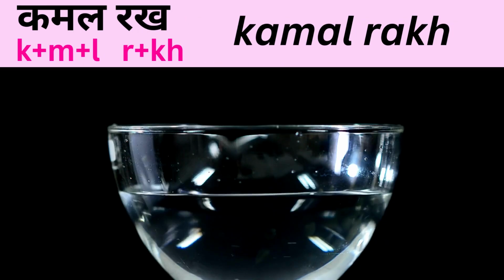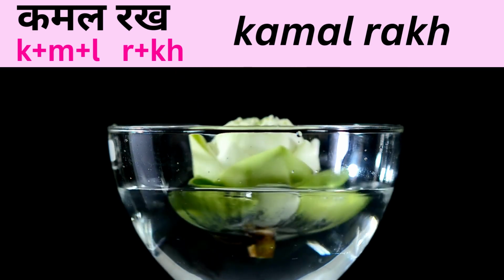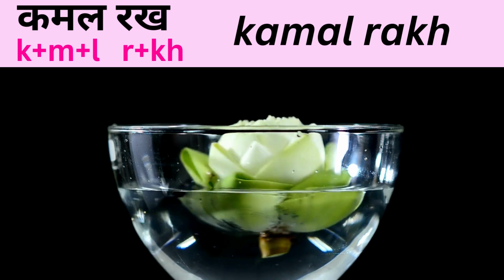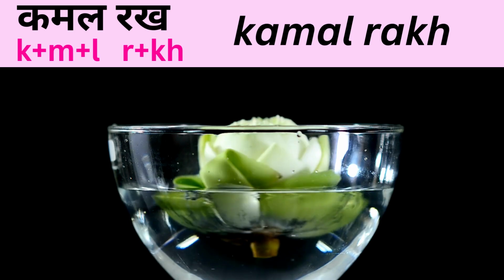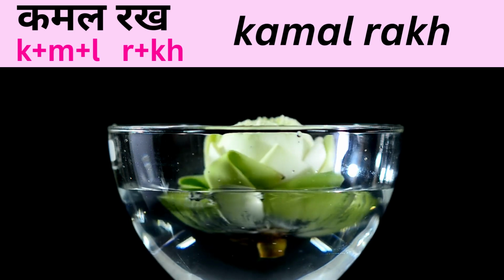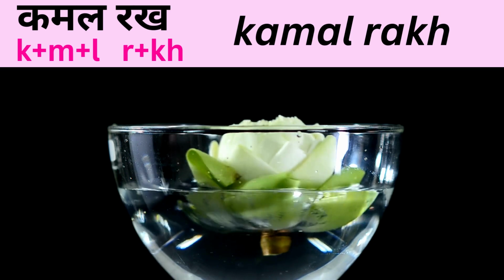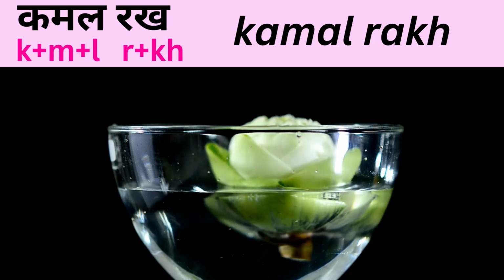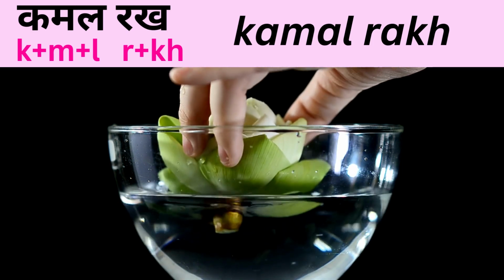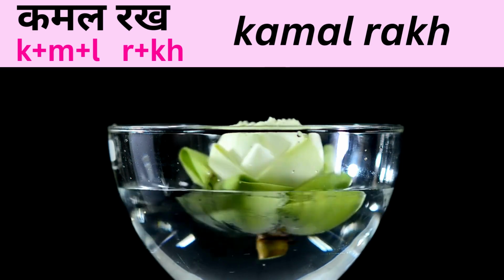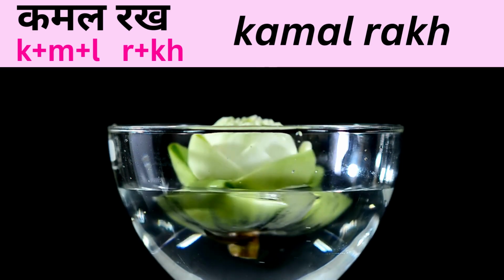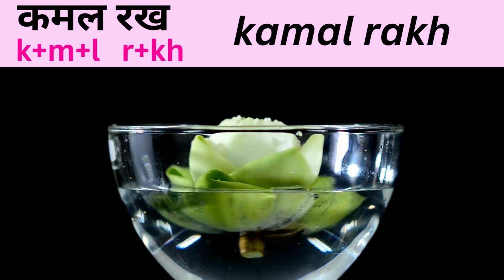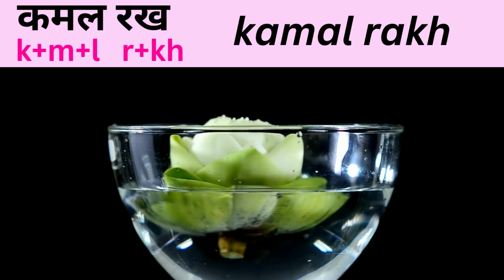Let's take the second sentence. Kamal rak. Ka plus ma becomes kam. Kam plus la becomes kamal. Kamal. And ra plus kha becomes rak. Kamal rak. Kamal means lotus and rak means to put. So put the lotus. Now here in this video we see the person is asking to put the lotus in water. Kamal rak. Put the lotus.